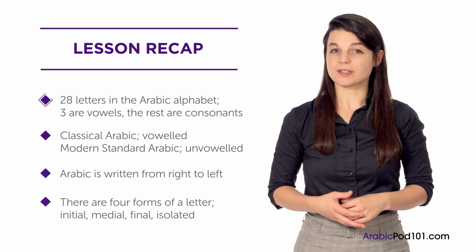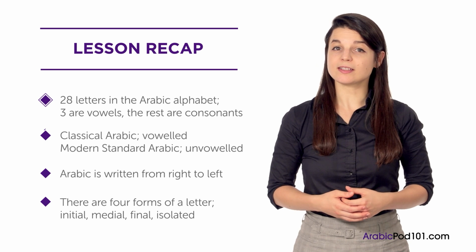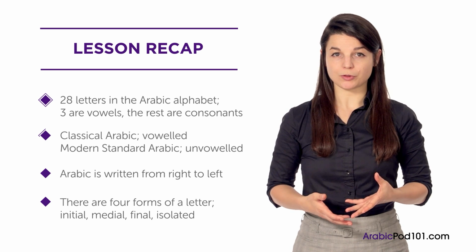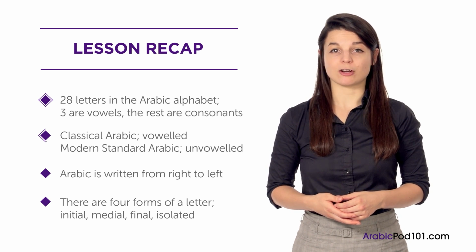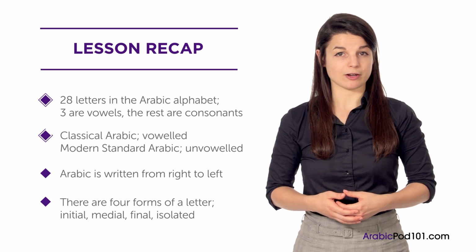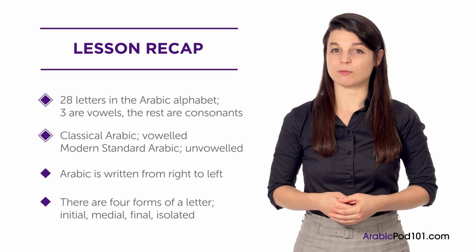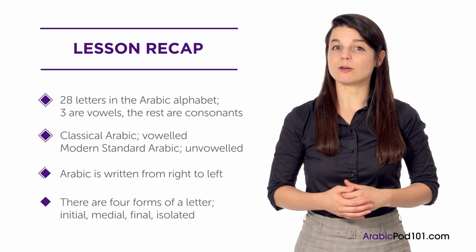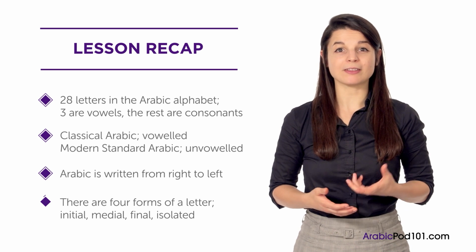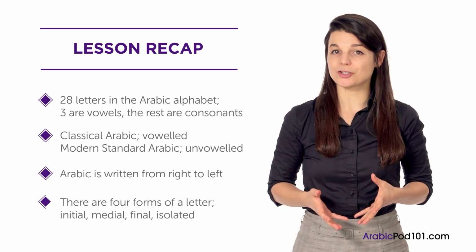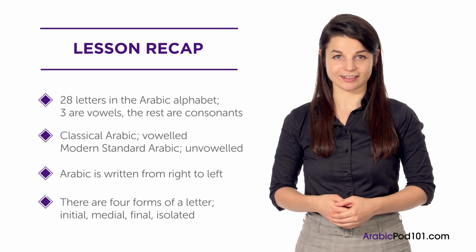3 of them are vowels and the rest are consonants. Texts using classical Arabic are voweled, but more commonly, everyday Arabic is written using modern standard Arabic, which nearly always has them omitted. You also learned that Arabic is written from right to left, and that there are 4 forms of a letter: the initial, medial, final, and isolated.